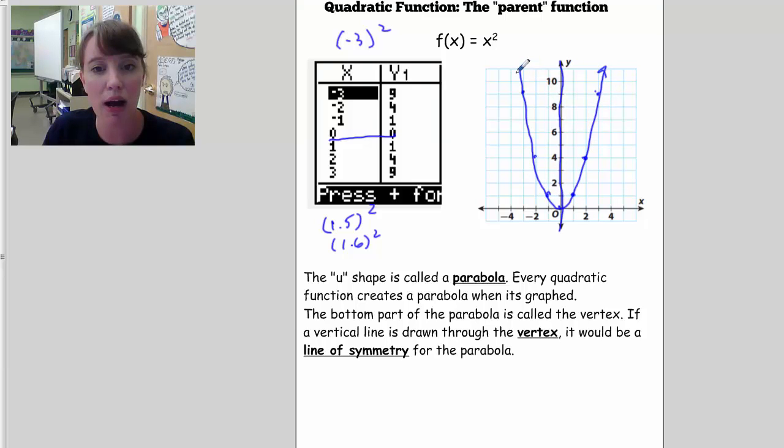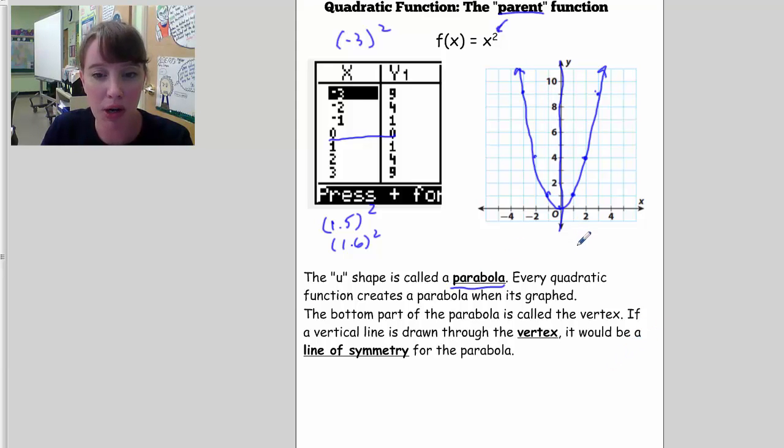So here's the graph of the simplest quadratic function. This is called the parent function. The U shape that it creates, that any quadratic function creates, is called a parabola. Okay. That's for any quadratic function. Remember, quadratic functions are those where the highest exponent you see is a 2. So those are called quadratic functions.